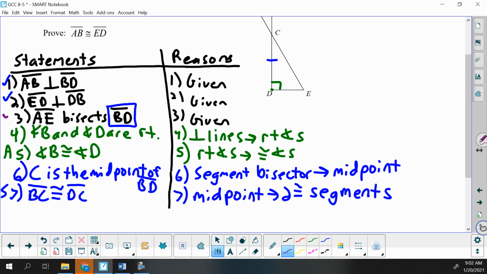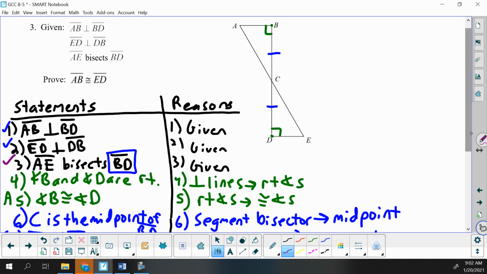So we've used given 3 as far as we can go with it. But we only have two things. We should know to look in the picture for reflexive property or vertical angles. Those are our big two. Every now and then you sometimes see transitive property as well. But reflexive and vertical are the big two.